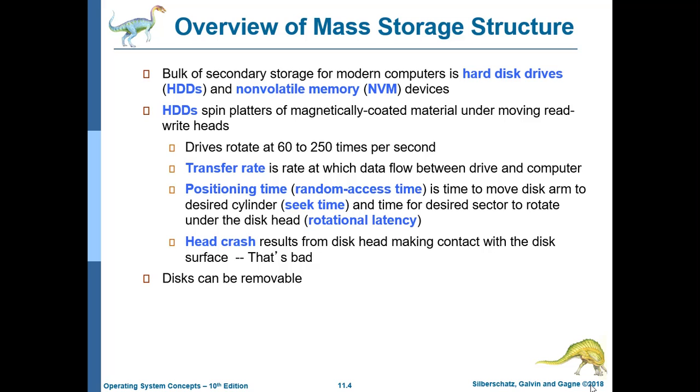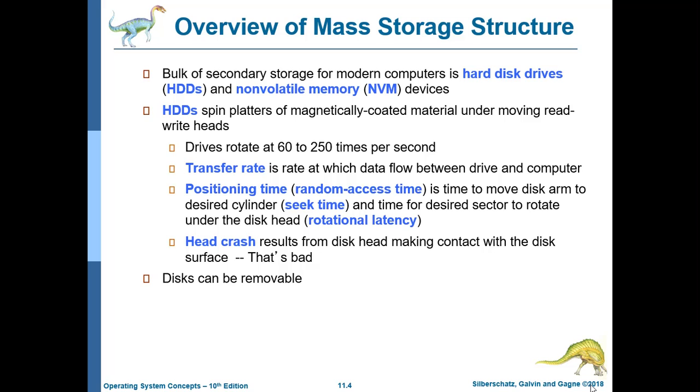First, we have the overview of mass storage structure. Mass, of course, means a large storage structure. Its capacity is larger than the main memory. The bulk of secondary storage for modern computers is hard disk drives, or HDDs, and non-volatile memory, NVM, devices. HDDs spin platters of magnetically coated material under moving read-write heads, and the drives rotate at 60 to 250 times per second. The transfer rate is the rate at which data flows between the drive and the computer.